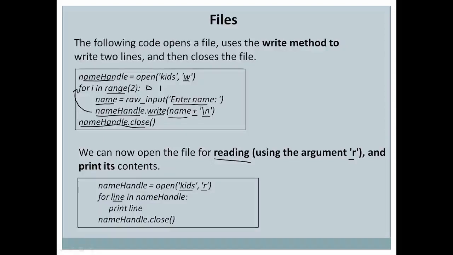So when I say for line in name handle, the first line which is present in the file kids is assigned to variable line, and the same we are printing by using the print statement. So print line will print the first line, and then the loop is repeated for the number of lines in the file kids, and all the lines are printed. At the end we are closing the file handle with the statement name handle dot close.